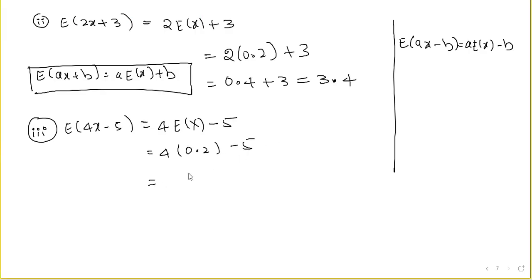So 4 into 0.2, that is 0.8 minus 5. 0.8 minus 5, your answer will be minus 4.2. Clear? Yes, sir. Okay. So now we'll go for the fourth one.